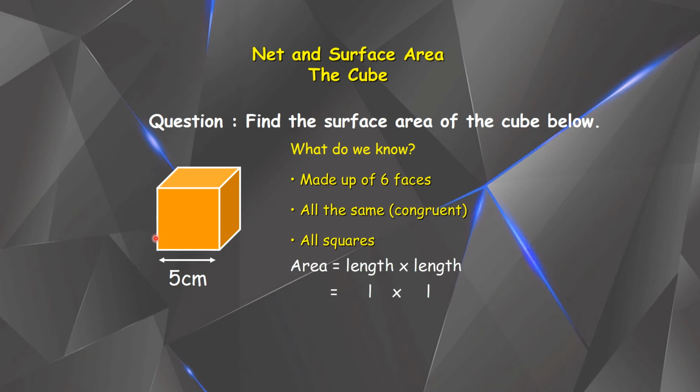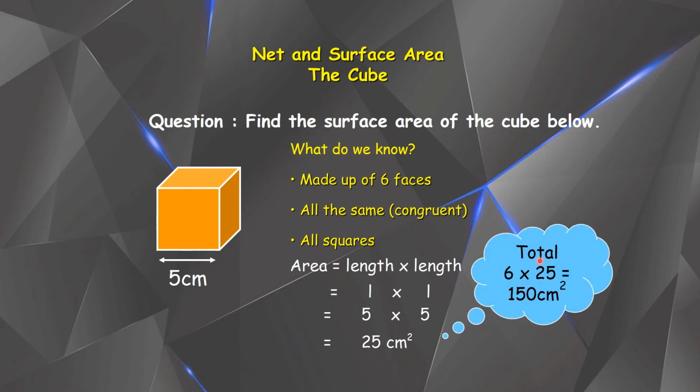So first I will multiply this in the first face. It will be 5 multiplied by 5, which is 25 centimeters square, or square centimeters. Don't forget, the unit of area is always a square unit. Okay, so this is the area of one face. We have a total of 6 faces, so the total surface area will be 6 multiplied by 25. It will be 150 centimeters square.